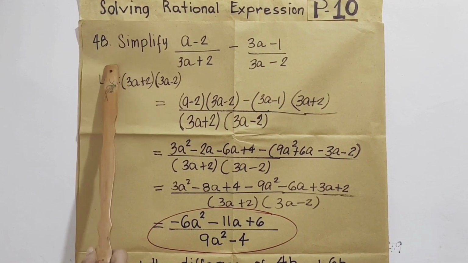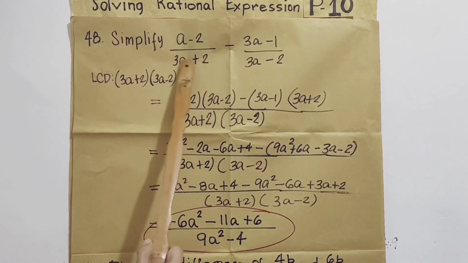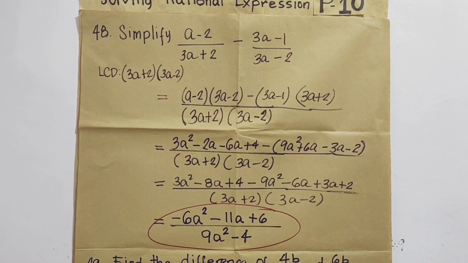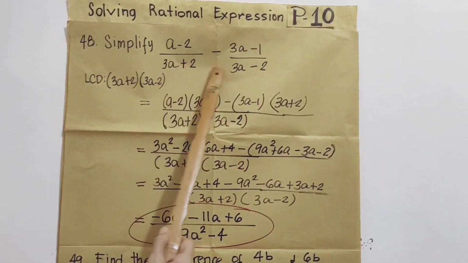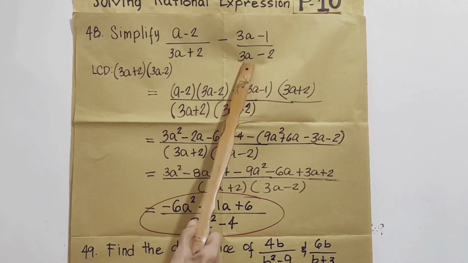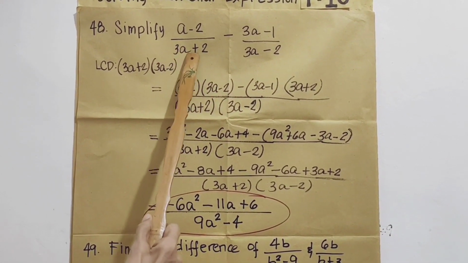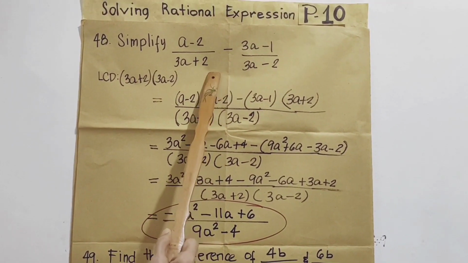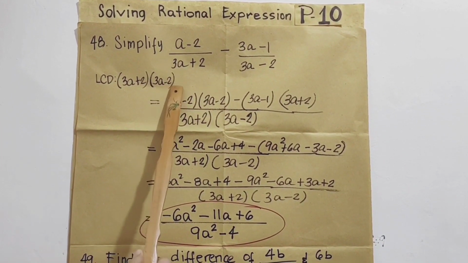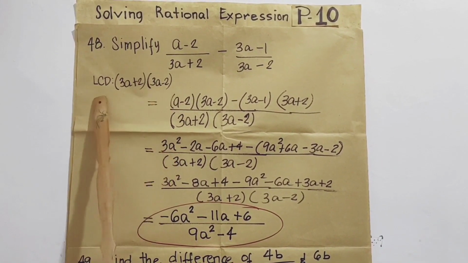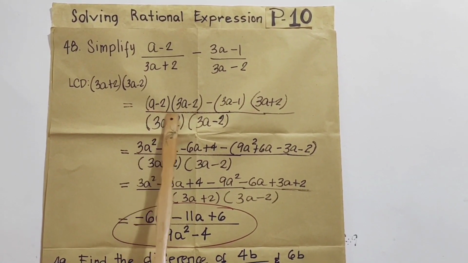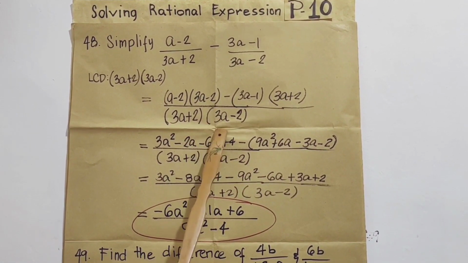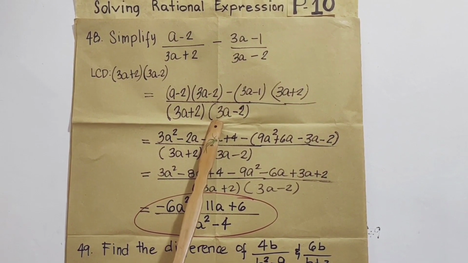Okay guys, we are now in number 48. Simplify a minus 2 over 3a plus 2, then minus 3a minus 1 over 3a minus 2. Okay, again, we have to determine first the denominator. They are not the same, and they are prime, so we have to multiply them. So 3a plus 2 times 3a minus 2. Upon knowing the LCD, we draw a line, and we put this denominator below the line. Consider this now as the denominator.